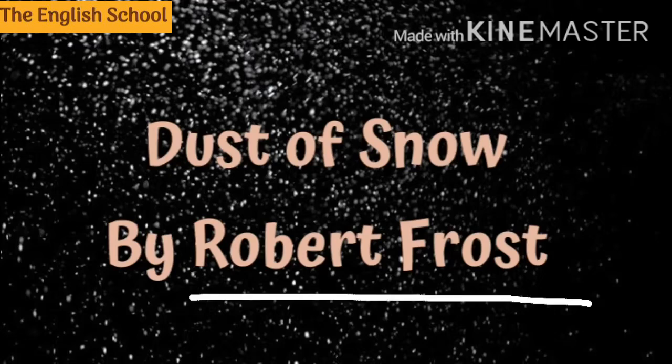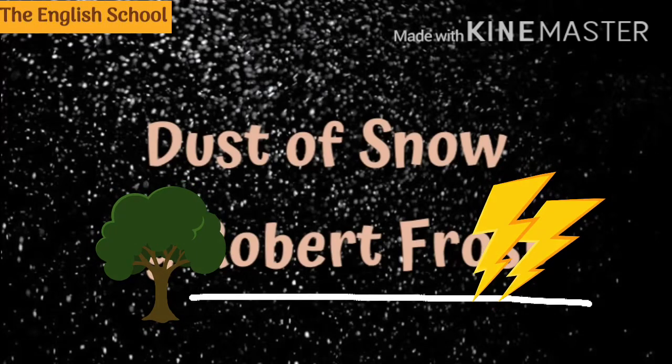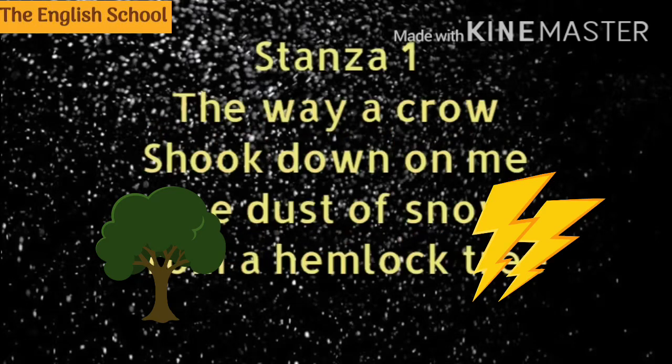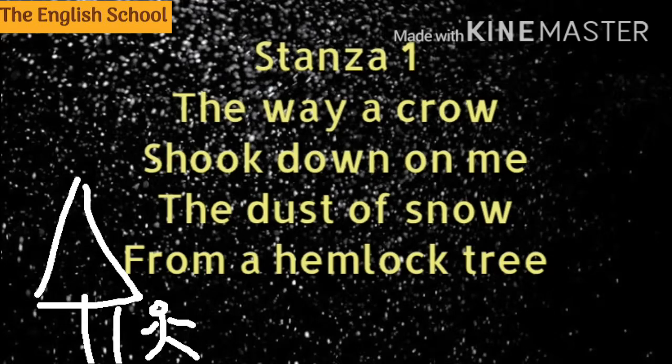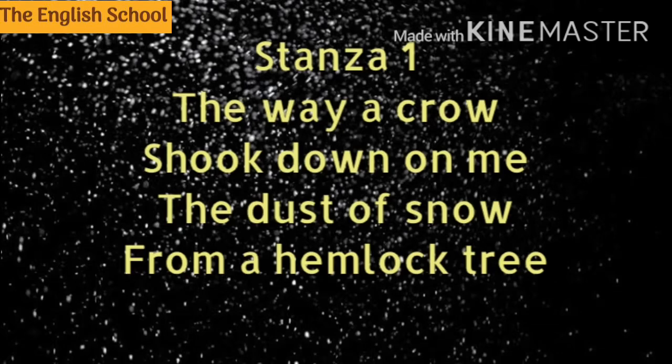Robert Frost was an American poet who used nature immensely in his poems. Let's read this poem. Stanza 1. The way a crow shook down on me the dust of snow from a hemlock tree. Frost recalls a very small incident in this stanza. He says that he was once standing under a hemlock tree when a crow came and sat on the branch of the tree. When this happened, a few particles of snow gently fell on him. Due to the movement of the branch, the crow had accidentally shed some particles of snow on him.